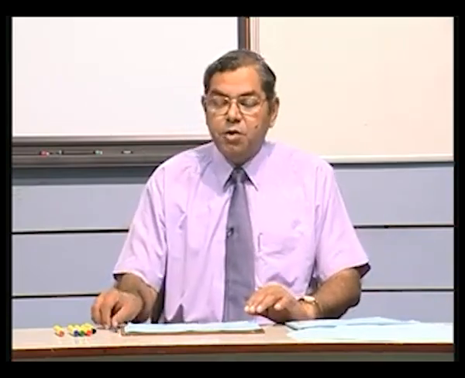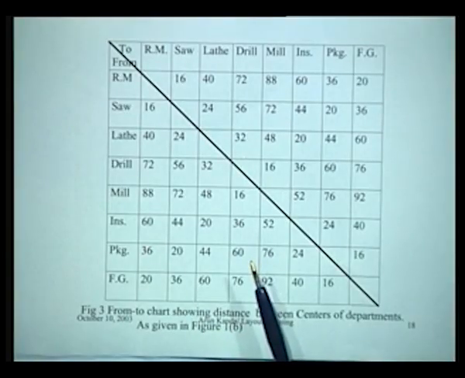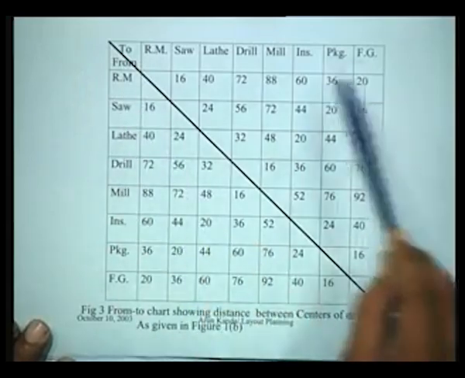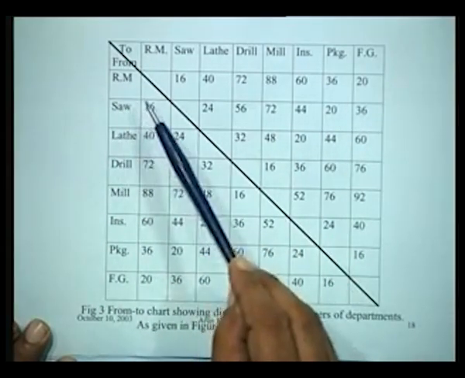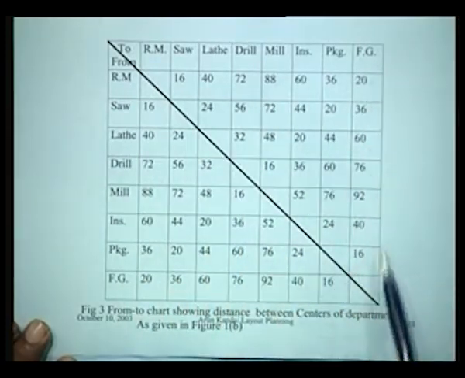In this figure, which is also a from-to chart, the previous chart was total flow or material handling or material flow taking place between all pairs of departments. This particular chart is the information pertaining to the distances between these various departments.